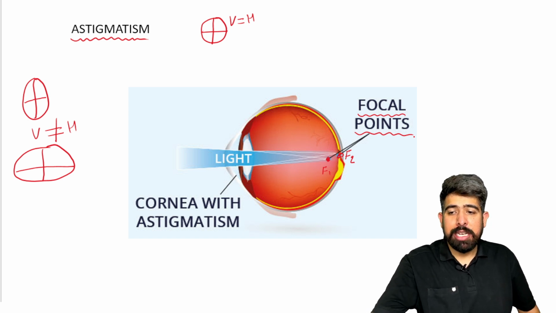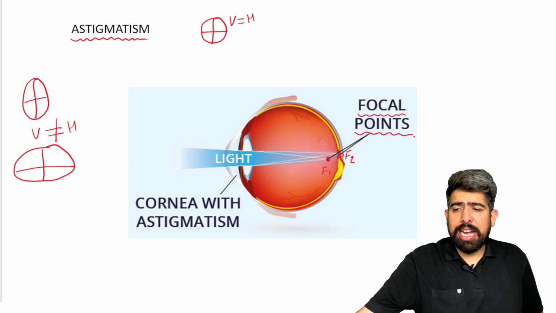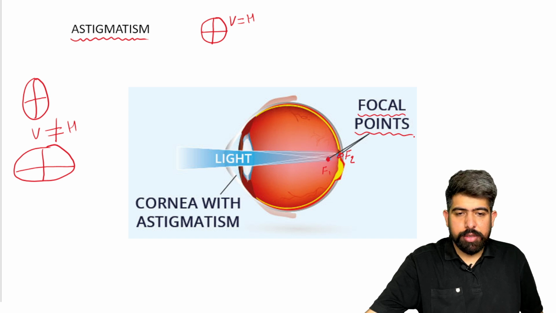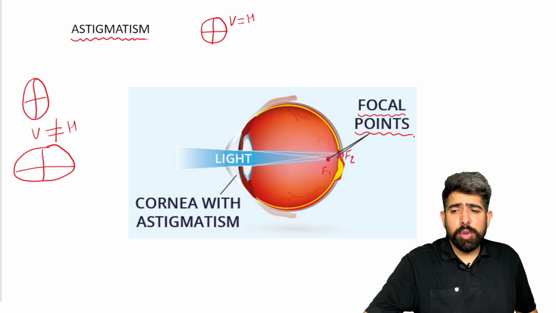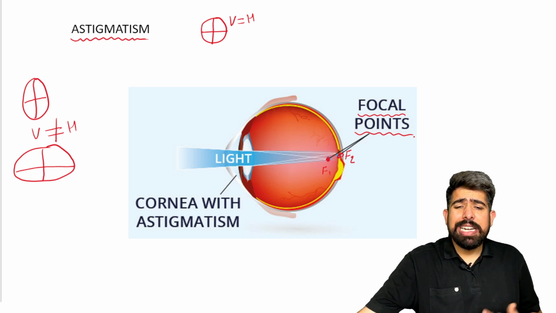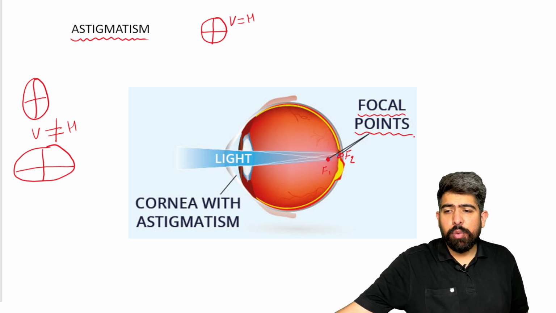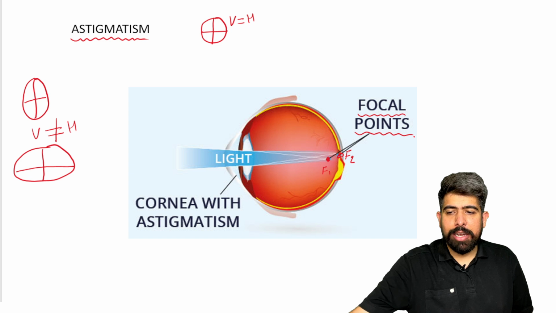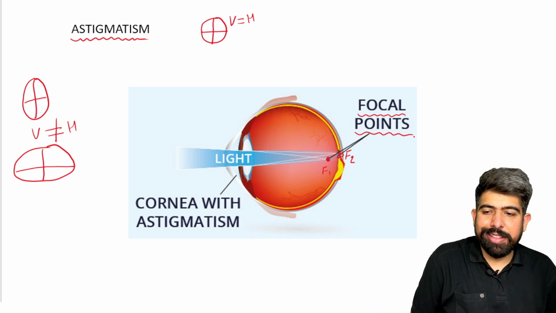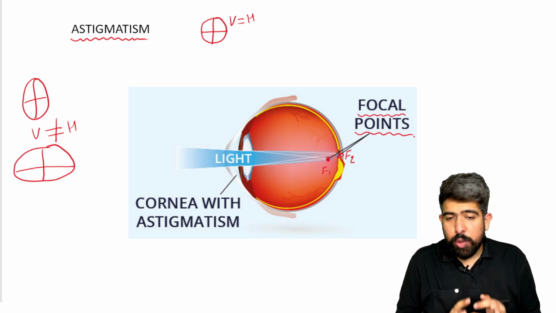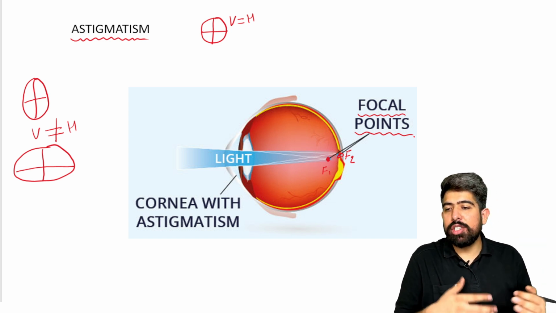Why astigmatism? Because our eye has vertical and horizontal diameters. The vertical axis and the horizontal axis should be the same. Normally we have the same, but due to some conditions, there will be a difference between your vertical and horizontal diameters. If this disturbance is seen, this is known as astigmatism, right? And due to this astigmatism, two focus points will be seen there.